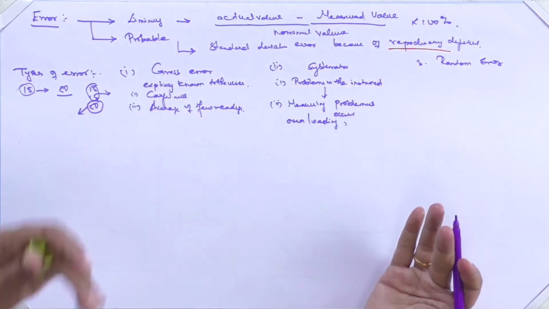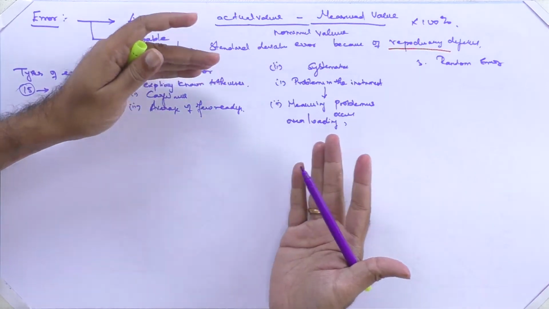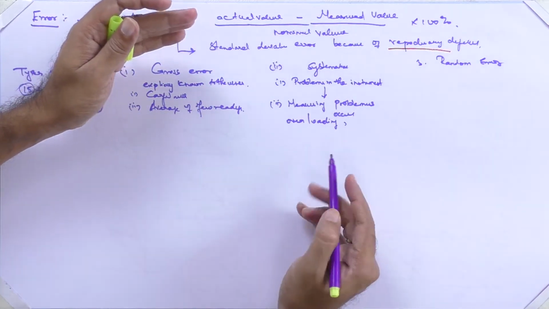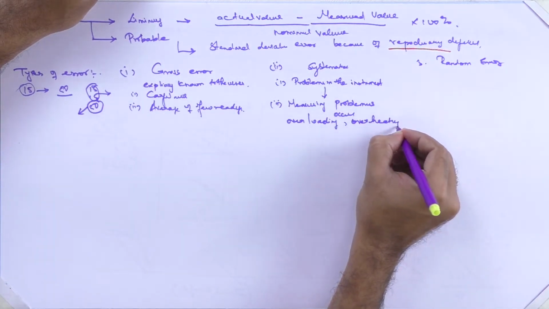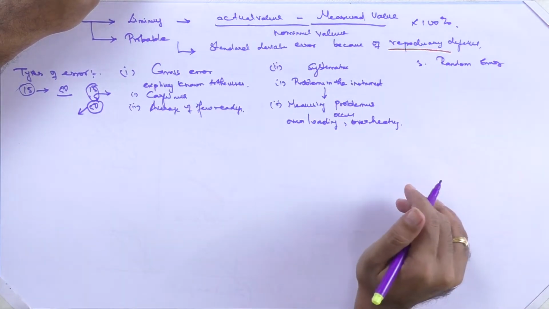As we saw, there is a range and a span for an instrument, and we have to look into these things before making our measurement. So this is the overloading effect, and we also have overheating. We should not heat the instrument more through any kind of effects; that is the overheating effect.